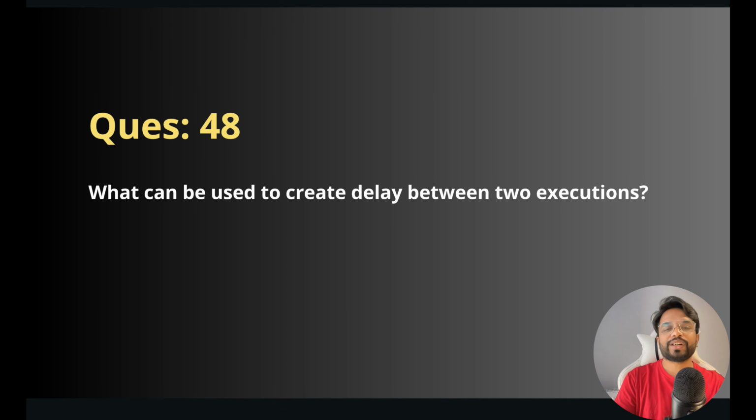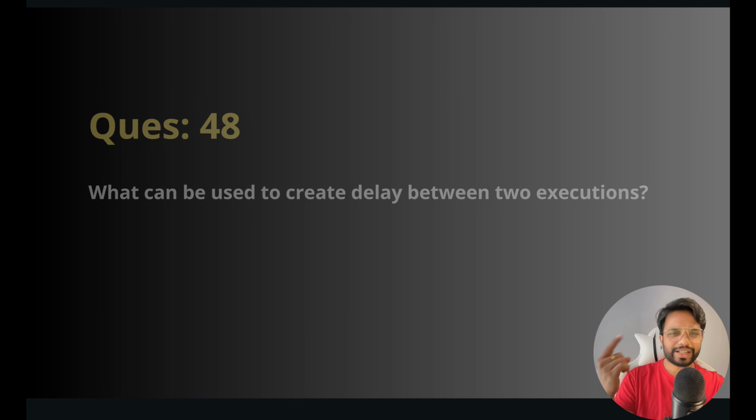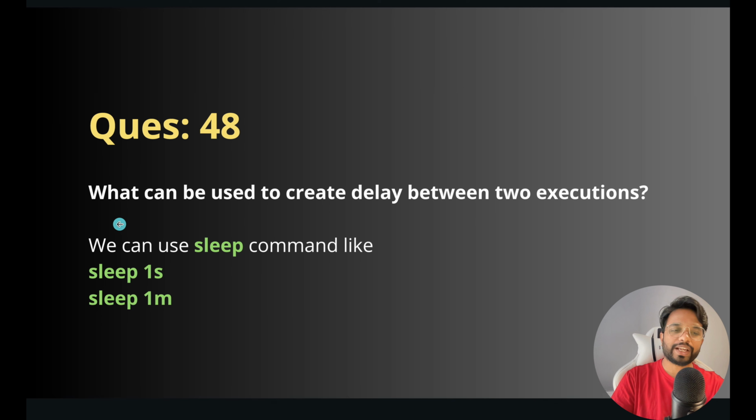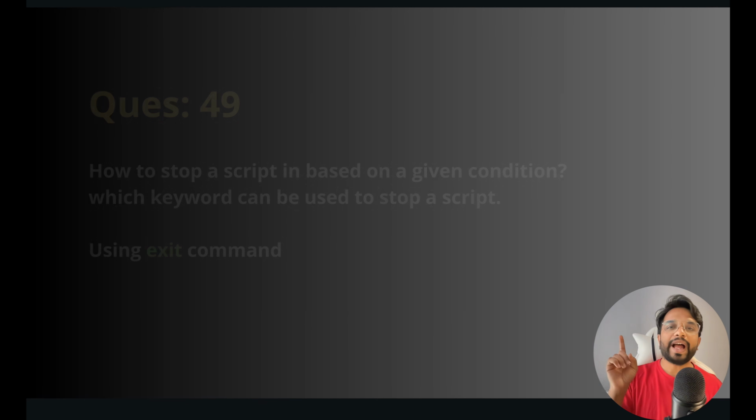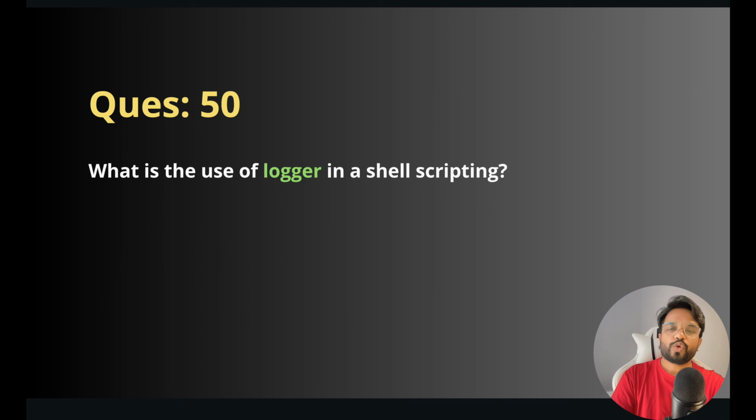What can be used to create delay between two execution? So we have already seen this in an example. So we can use the sleep command, which will create a delay between the two consecutive execution. So sleep 1 second or 1 minute, you can provide in this way. Question number 49. How to stop a script based on a given condition? Which keyword can be used to stop a script? Using the exit command.